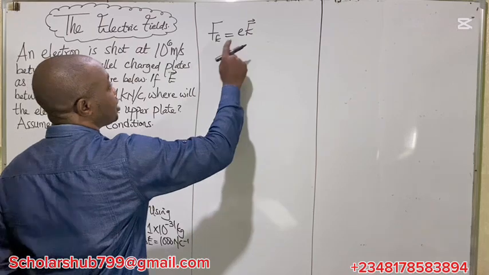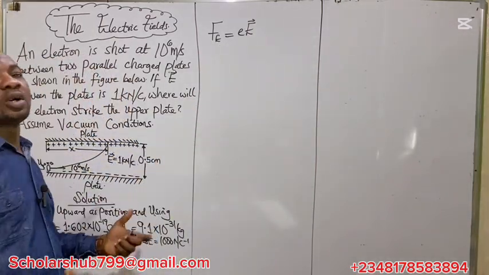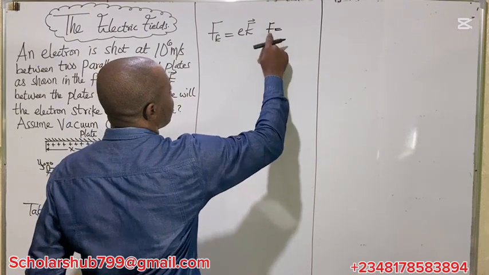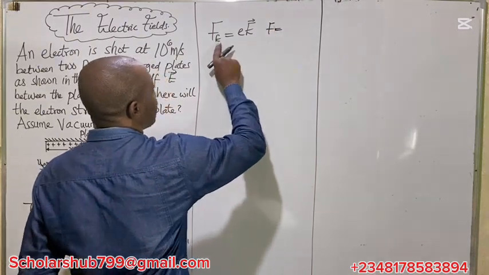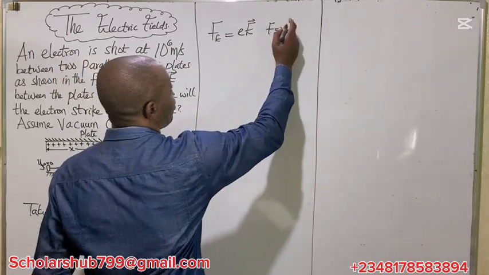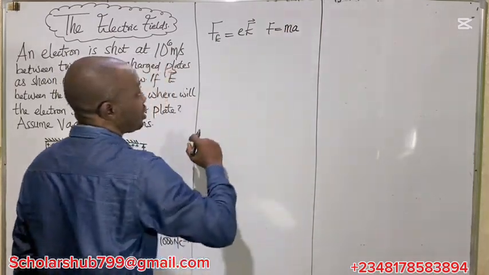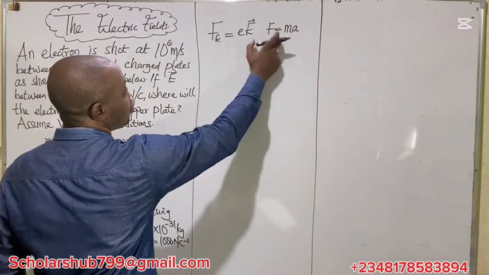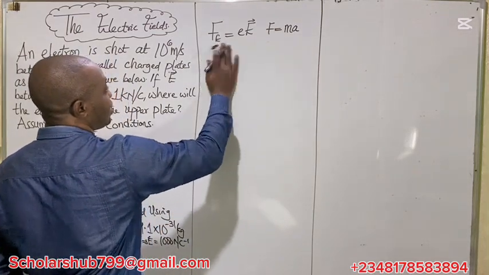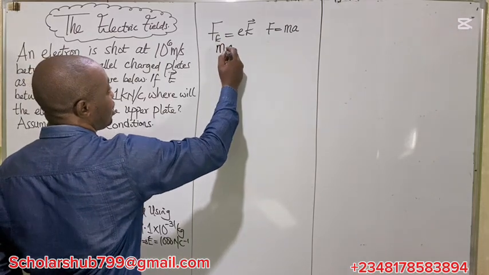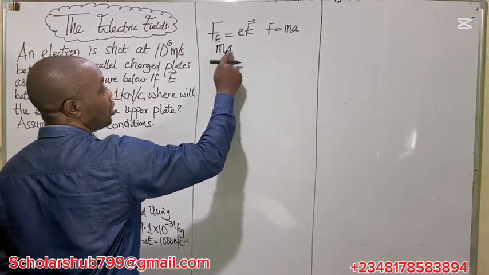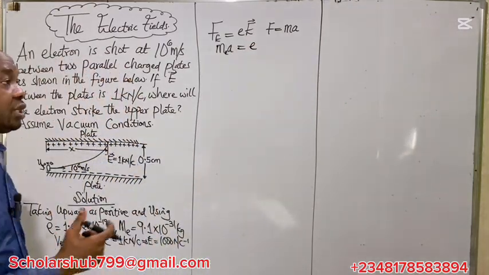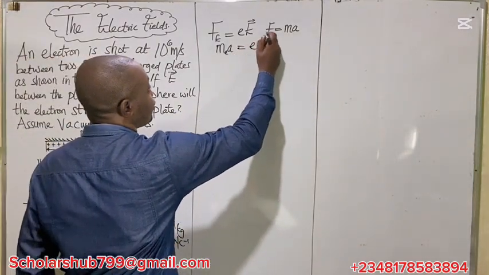According to Newton's second law of motion, the force on the electron, which is the electric force, will be equal to ma. That is the force accelerating the electron. So we are going to set these two equal. We have ma, the mass of the electron times its acceleration, equals the charge on the electron multiplied by the electric field intensity.